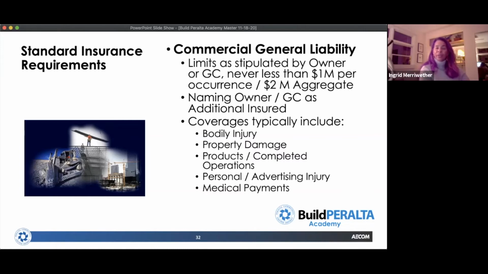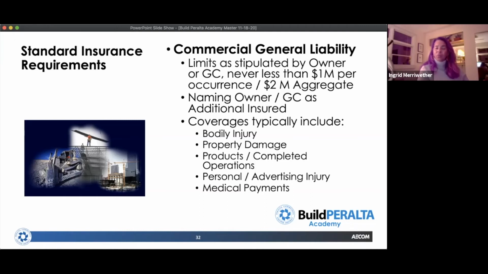You're always going to be asked to name an owner, a prime contractor, a landlord as additional insured in your general liability policy. Common requirement because you have a relationship with those parties. Again, let's use the Build Peralta project. You're a subcontractor to, let's just say, Turner Construction. They seem to be who I'm picking on tonight.